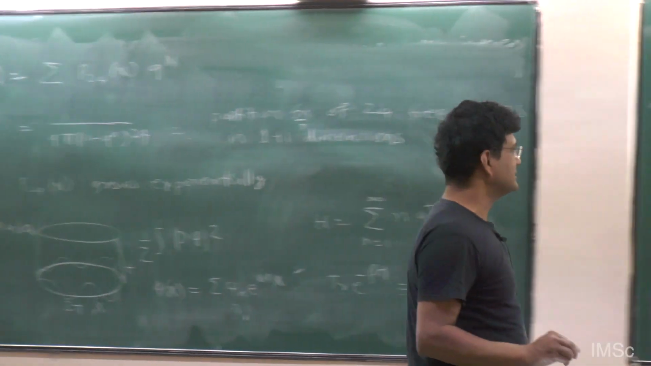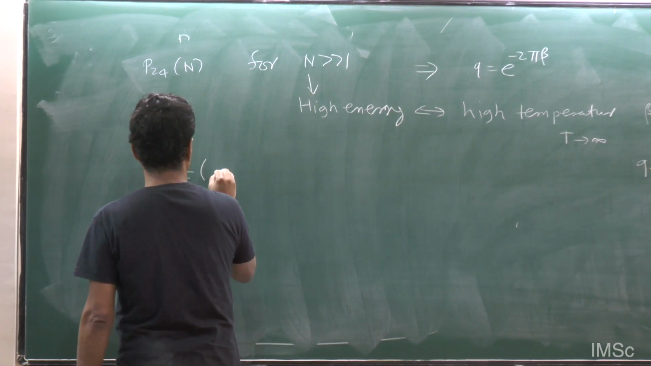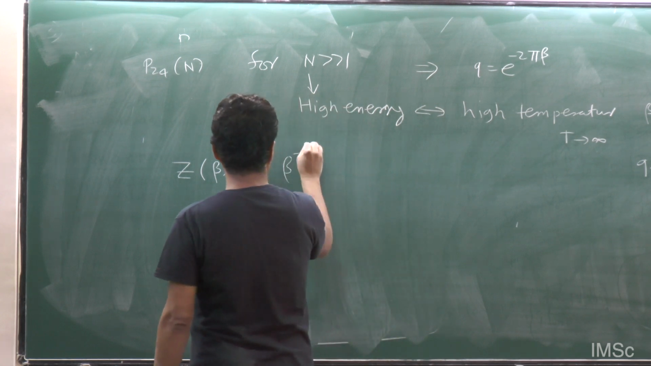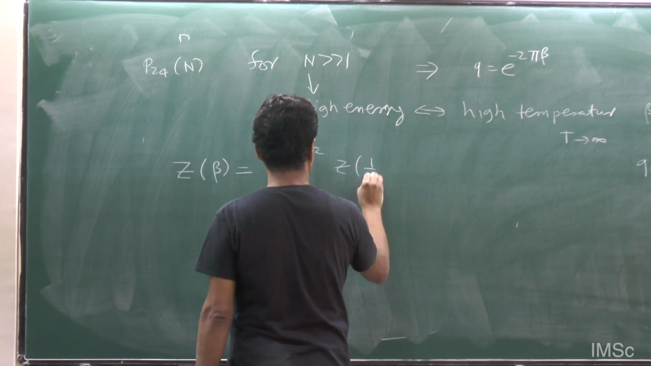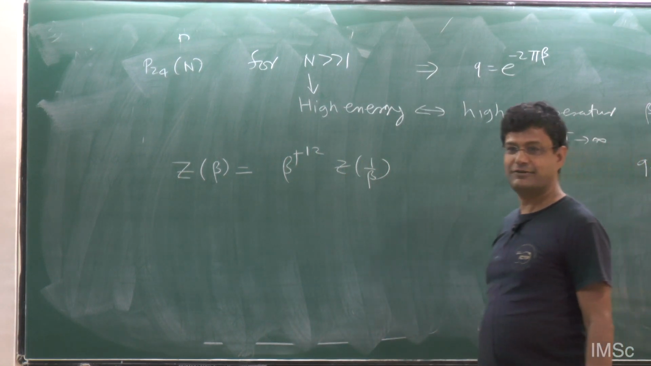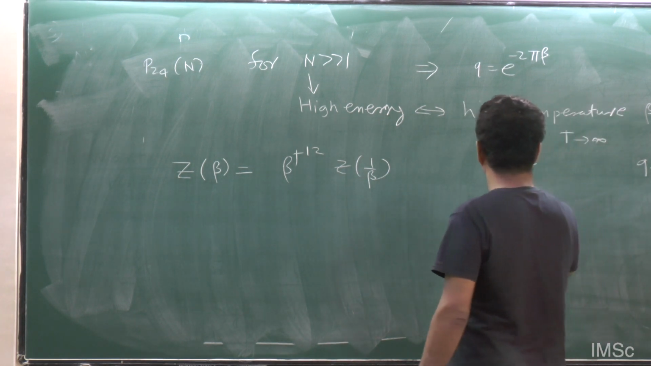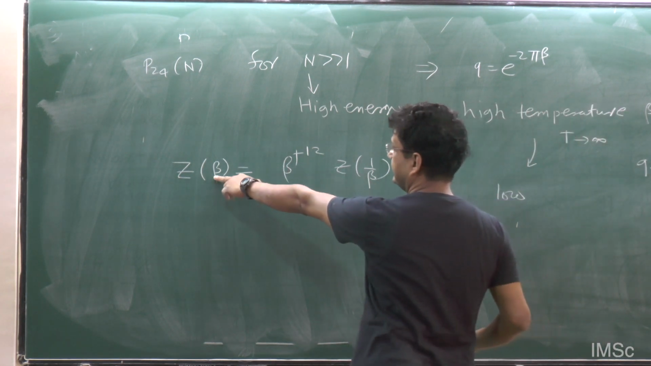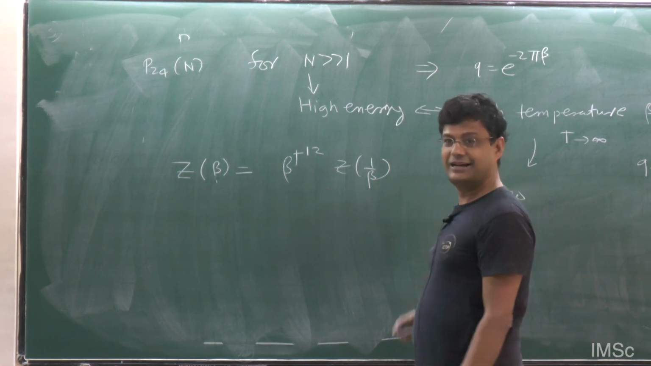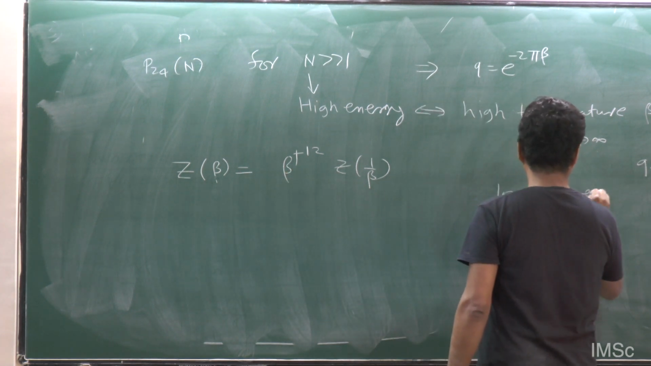But the modular property tells you that Z of beta is equal to beta to the minus 12 Z of 1 upon beta. Sorry, Z. Using the modular property, because this is a modular form. So instead of doing a high temperature expansion, you can do a low temperature expansion. Because instead of calculating expansion in beta, using the modular property of the function, you calculate it at low temperature instead of high temperature. But low temperature asymptotics is easy.